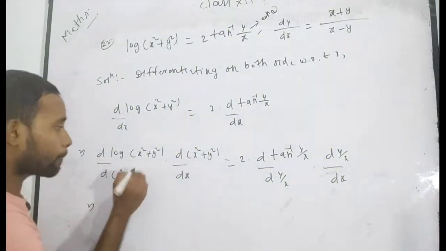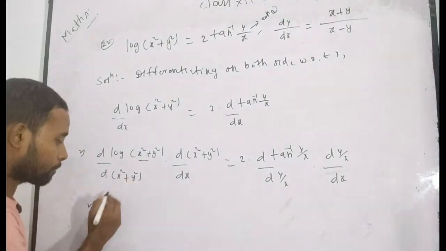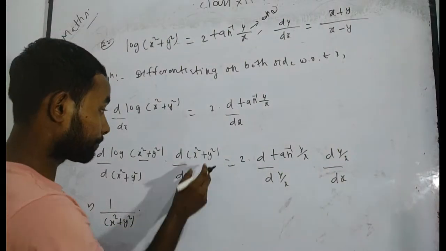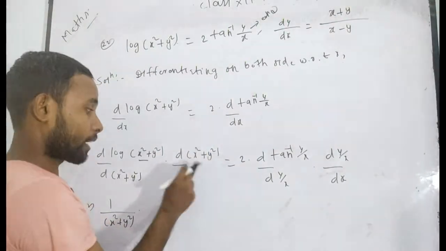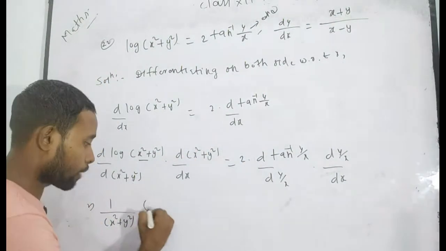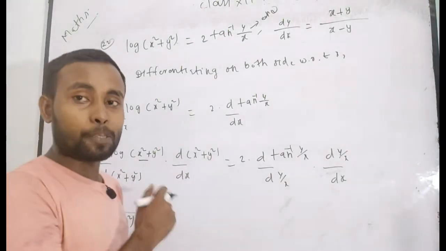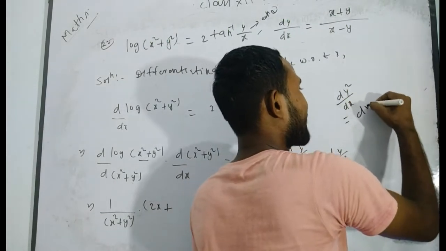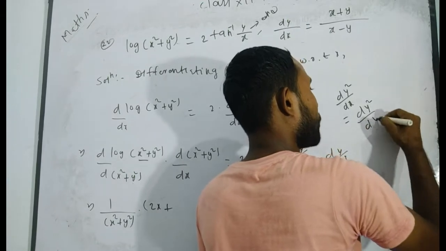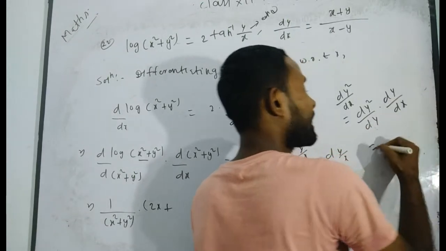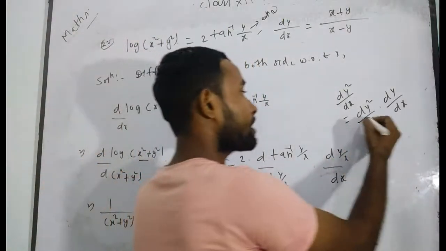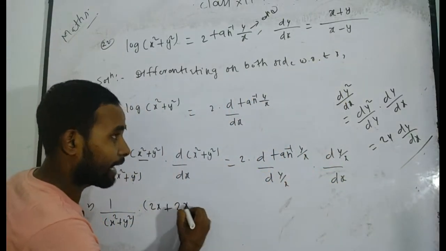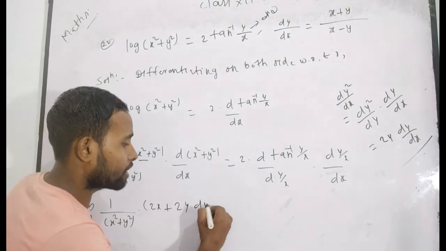Now, suppose this is p. The derivative of log p with respect to p will be 1 upon p, that means 1 upon (x square plus y square) into the derivative of x square plus y square. The derivative of x square with respect to x will be 2x. The derivative of y square with respect to x you cannot find directly, so I want to solve it separately. Firstly find the derivative of y square with respect to y, and again the derivative of y with respect to x. First one will be 2y times dy/dx, so you take 2y dy/dx.